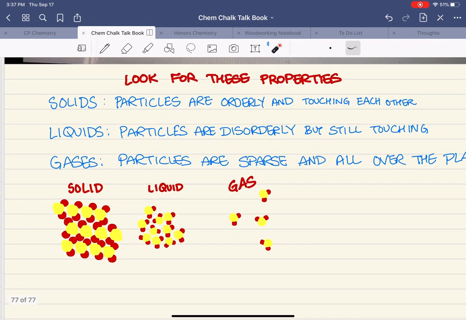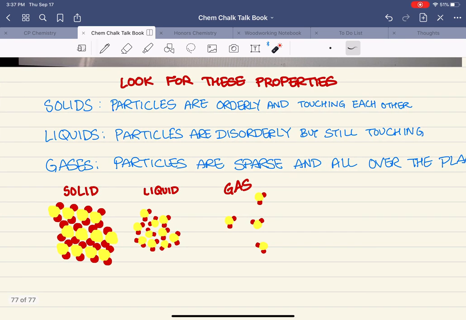Okay, what would that look like on ALEKS? Well, a solid would be represented something like this. Okay, we see this orderly packing of our particles together. They're all touching, they're organized like little soldiers. That would be what a solid would look like.